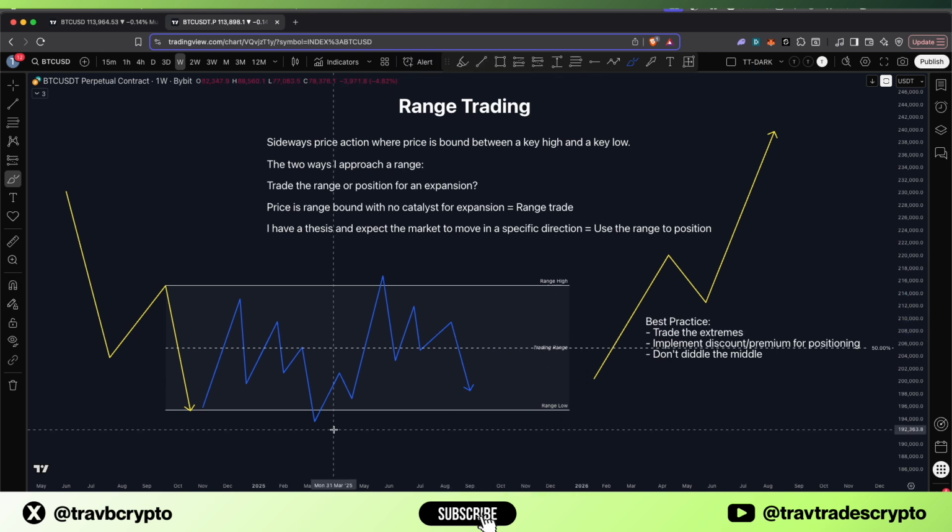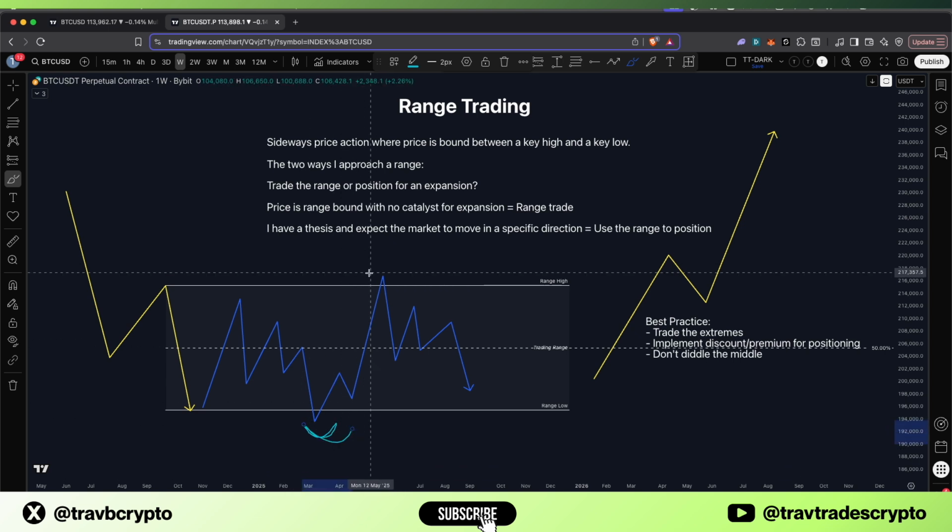The range also acts as your invalidation. If the range breaks down in the opposite direction of where you believe the market was meant to go, that's how you cut your trade. That's how you manage your risk.